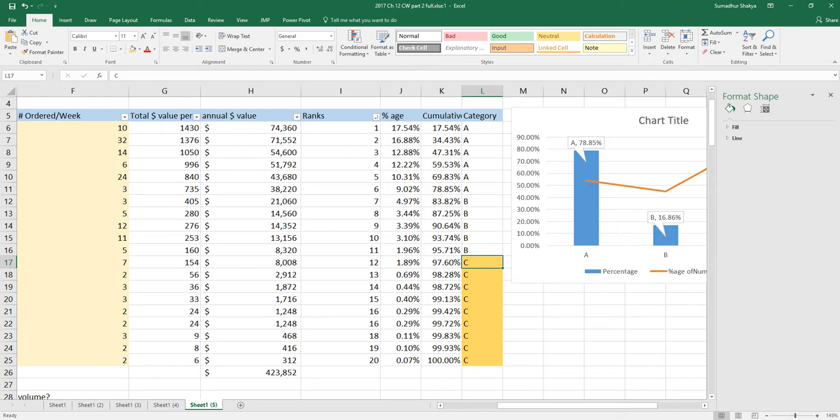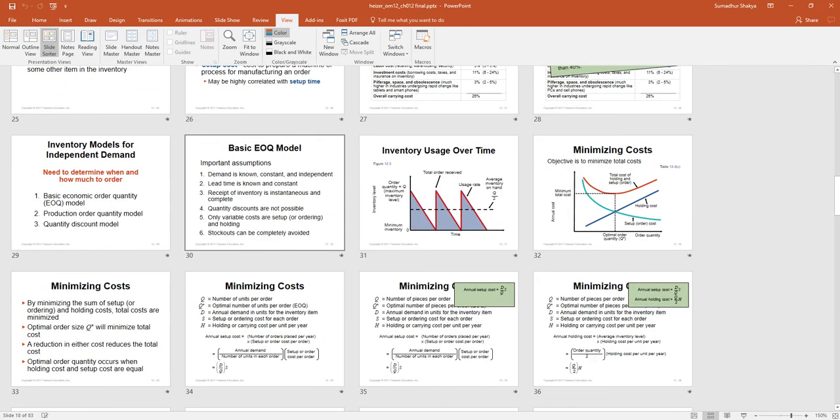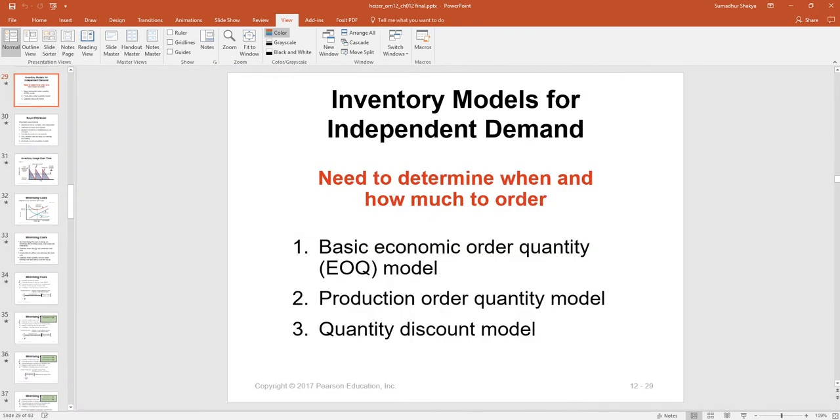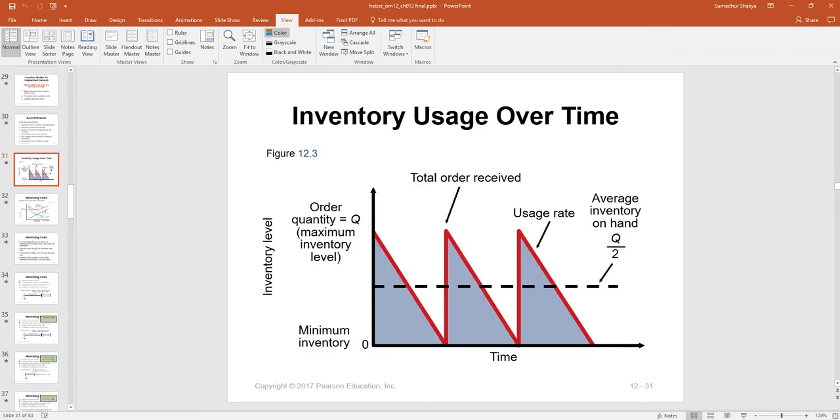annually. Okay, now let's move on to the next type of questions that are there in the inventory. The next important concept that we have here is, let's say, inventory usage over time. We have something called economic order quantity. There are a few assumptions for the economic order quantity. However, the basic key point is that it minimizes the amount you will end up spending in ordering versus storing.